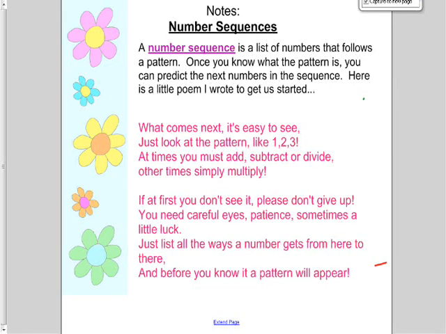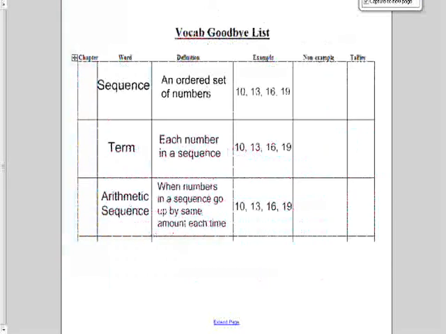At times you must add, subtract, or divide. Other times simply multiply. If at first you don't see it, please don't give up. You need careful eyes, patience, sometimes a little luck. Just list all the ways a number gets from here to there, and before you know it, a pattern will appear. All right, here's our vocabulary for today.